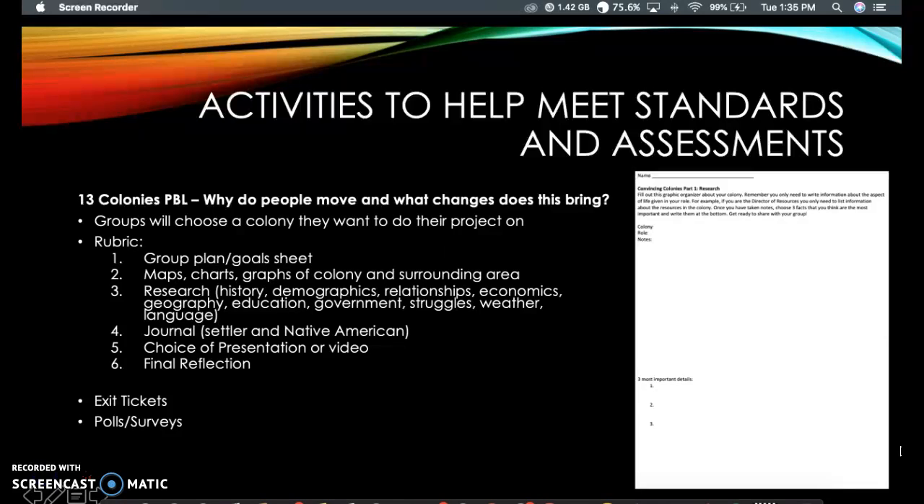Finally, I hope that these activities and assessments help me meet the standards and help me make connections and correlations, and that it all ties in well together.